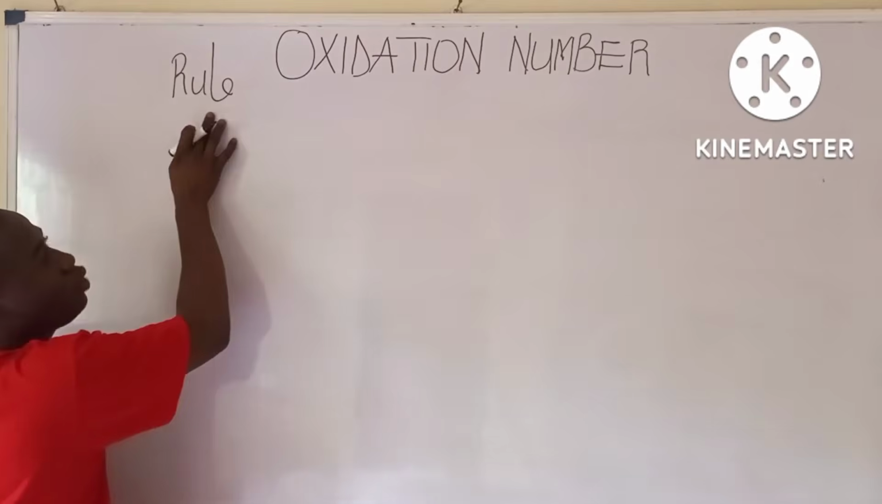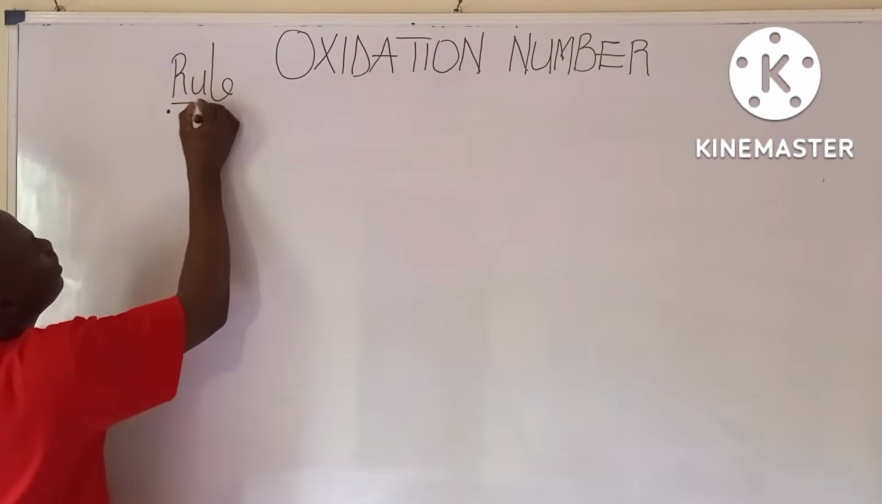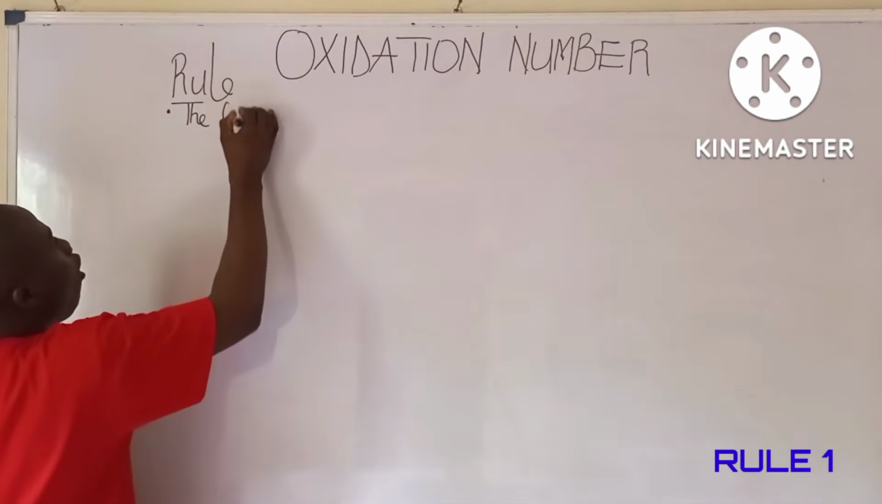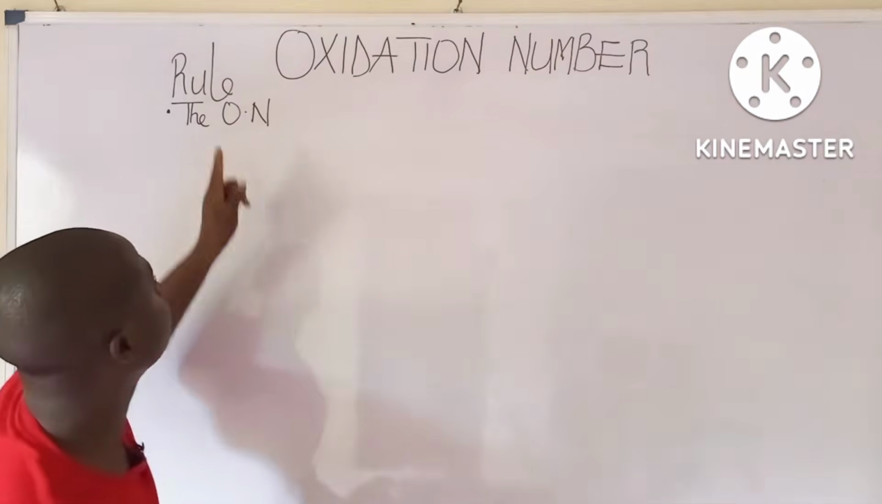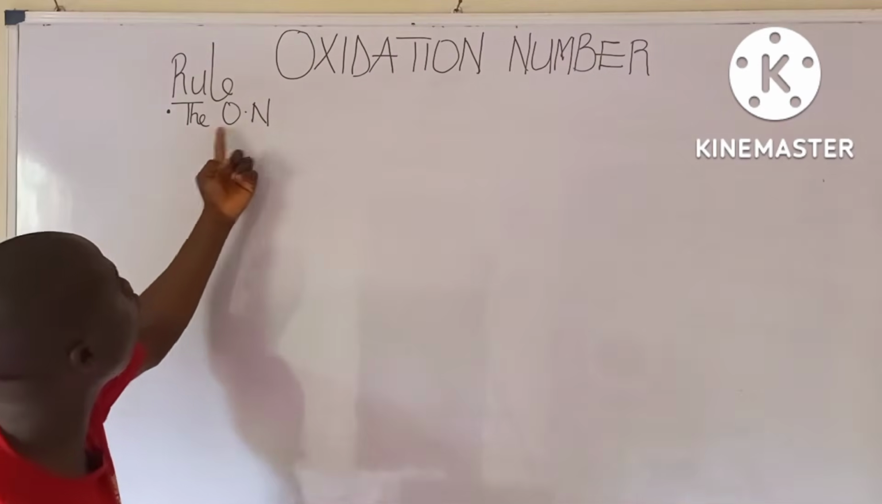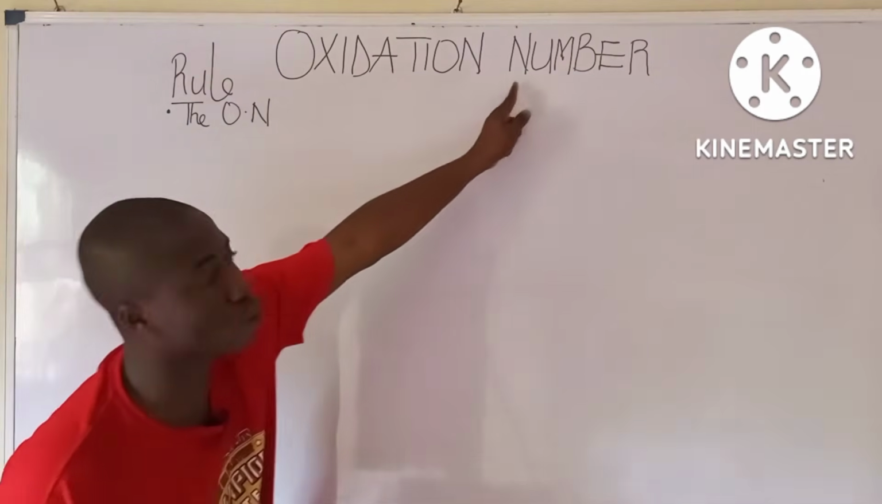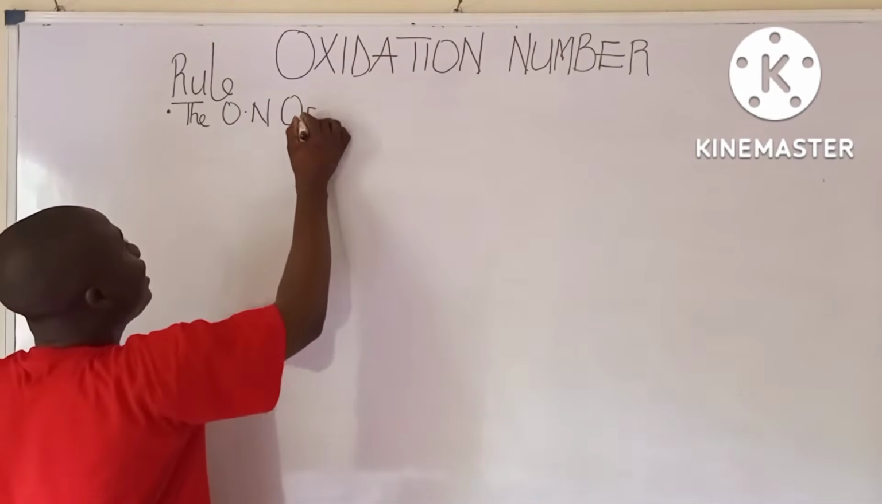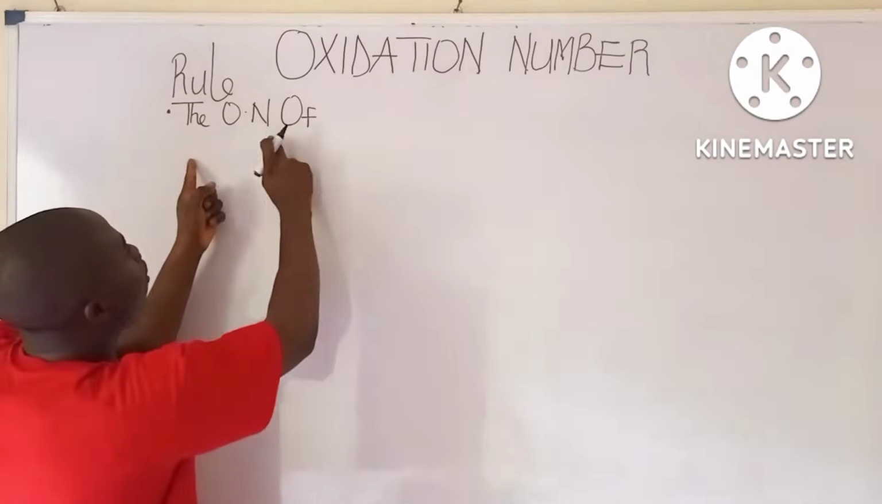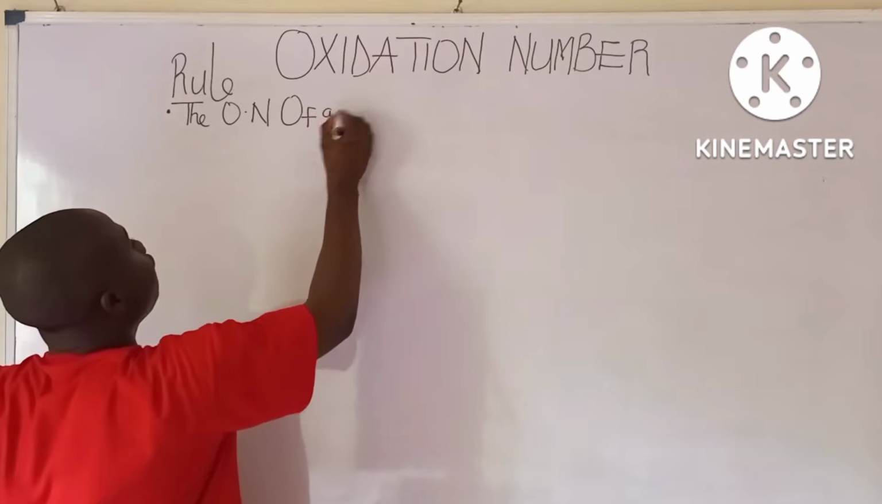It must be noted that the oxidation number. Now, in the course of this video, I'll be using the acronym ON in place of oxidation number. So the oxidation number of a free element, that's rule number 1. The oxidation number of a free element.